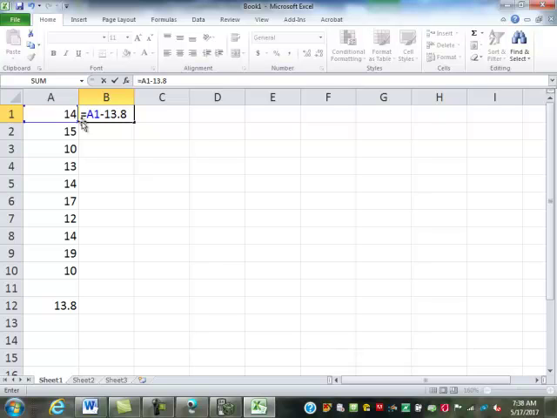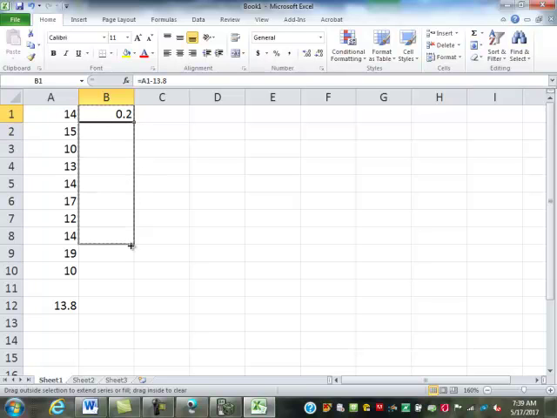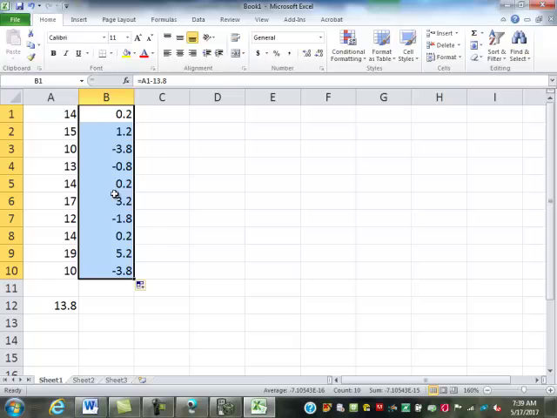What I did there is I just took this number minus 13.8. Rather than typing in 14, I clicked cell A1, so it's going to take that cell. What that allows me to do is copy that formula down and it'll do it for each number. So I just subtracted 13.8 from each number. That's where these numbers came from. Does that make sense?